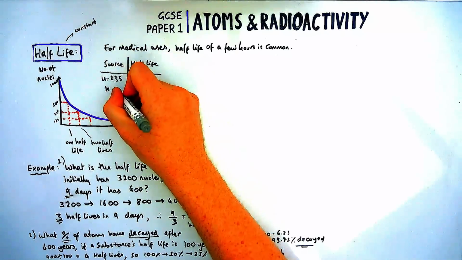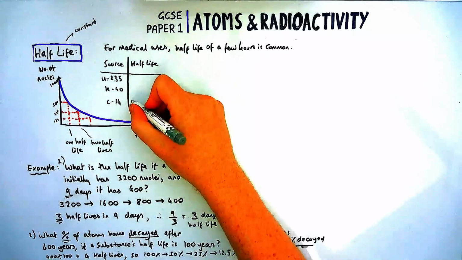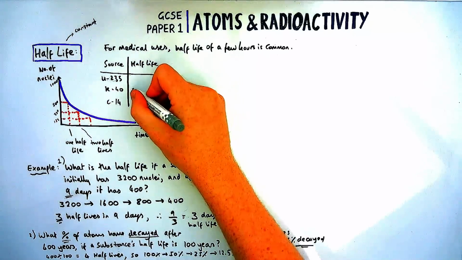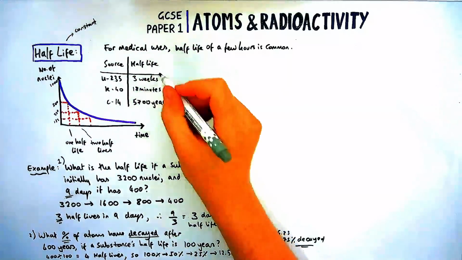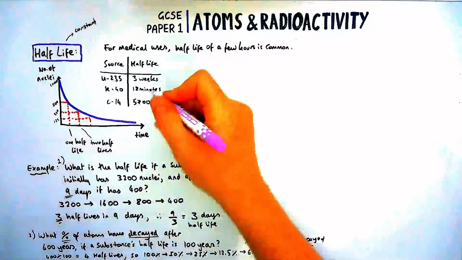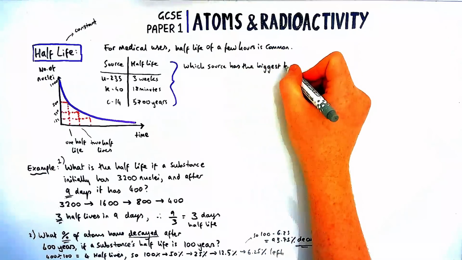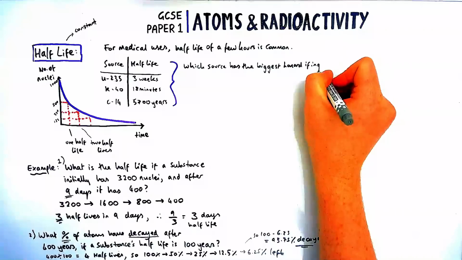Let's have a look at 3 different examples here. I've got 3 sources, uranium, potassium and carbon, and I've got their half-life. Now I have made most of these half-lives up just to make a point, but it could be any different elements given to you in your exam. So the question would ask, which source has the biggest hazard if you ingest it or if you eat it?